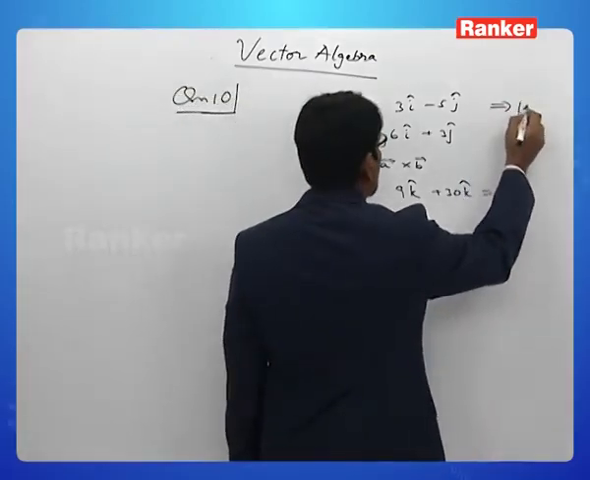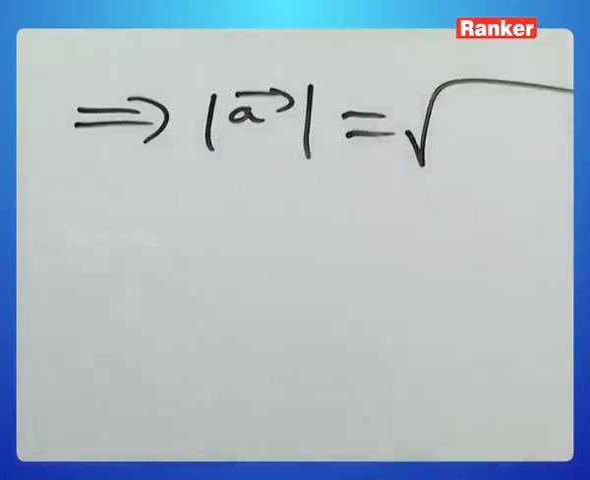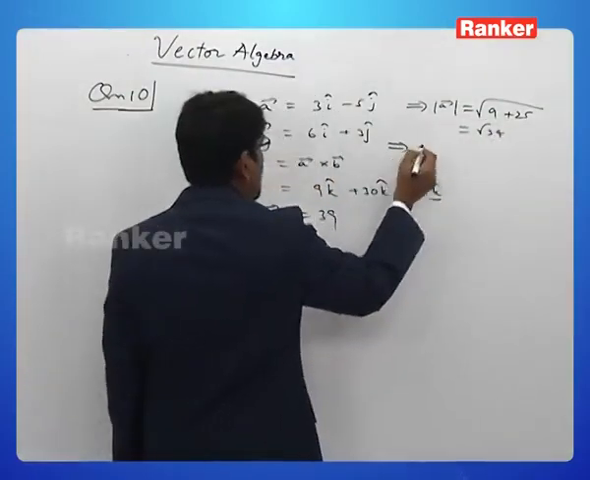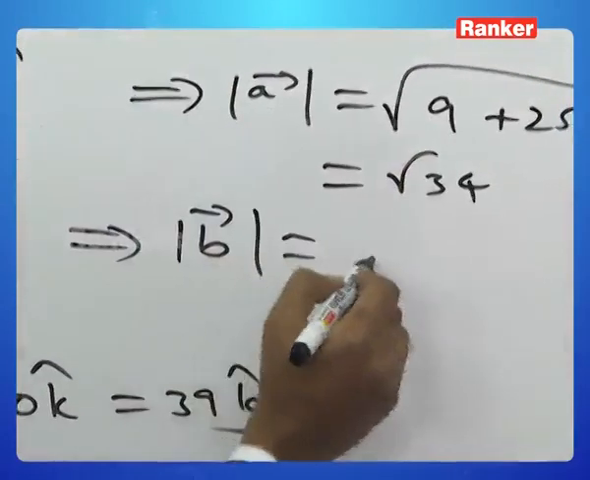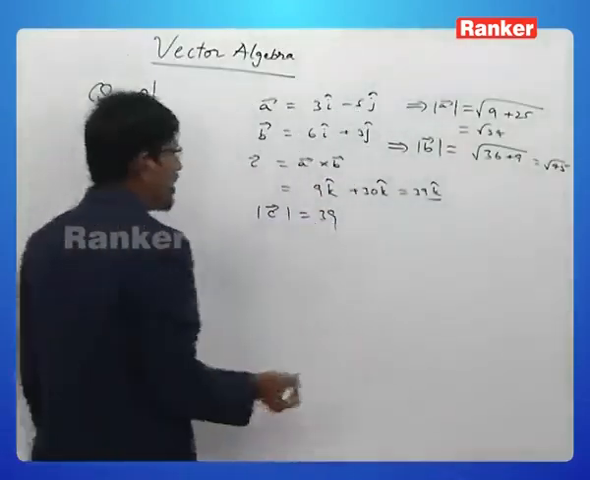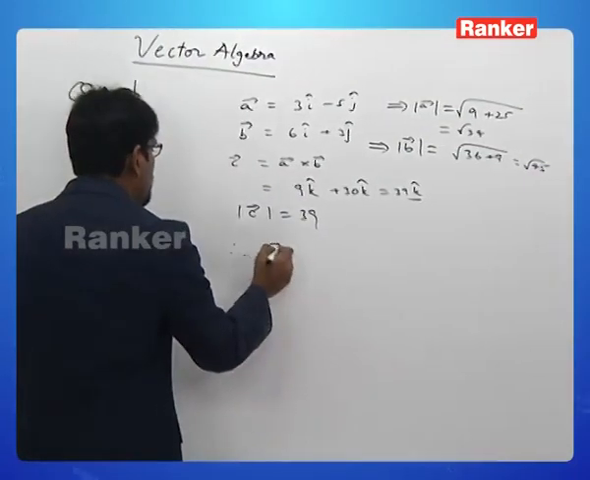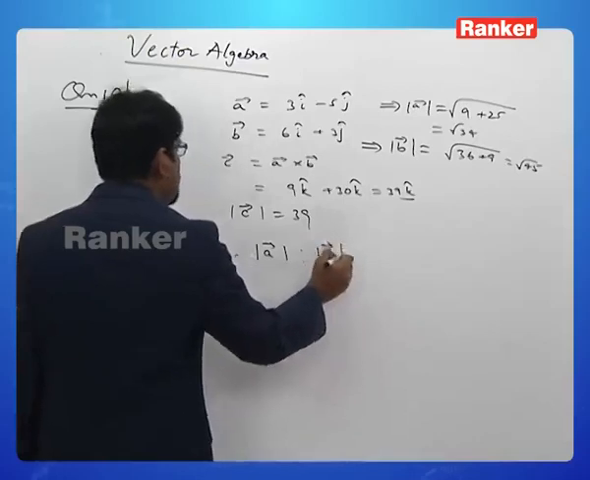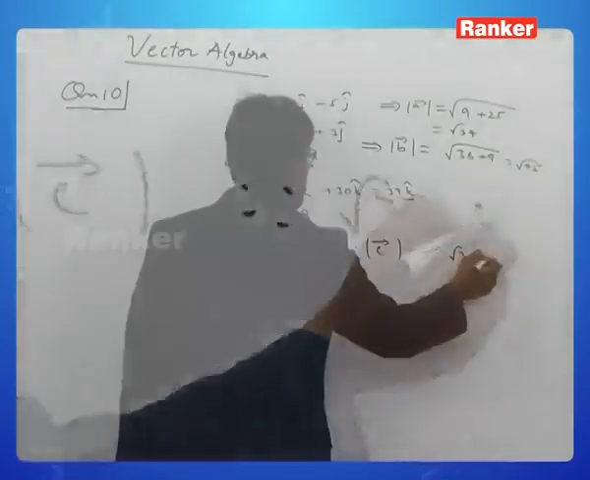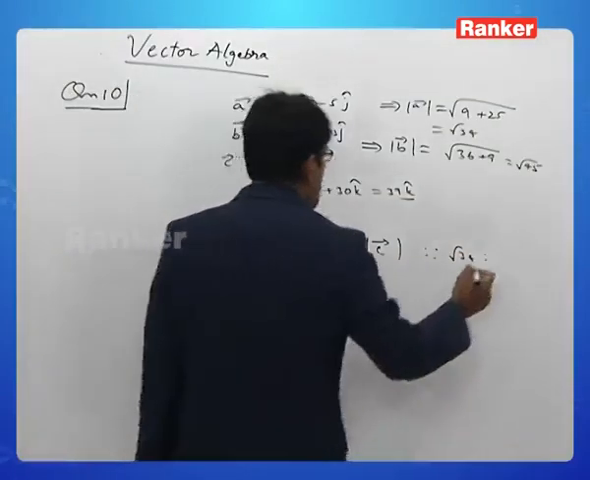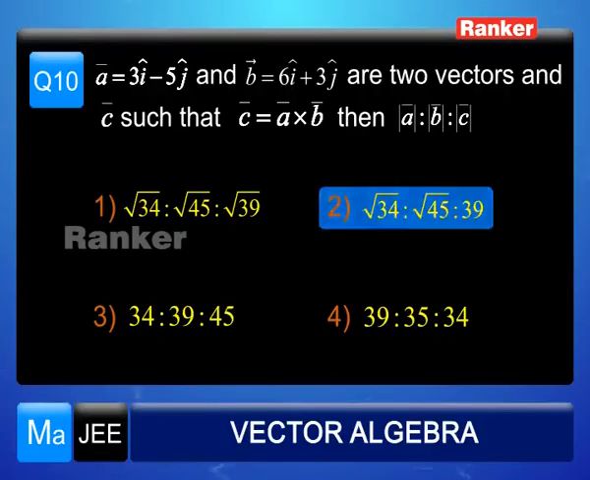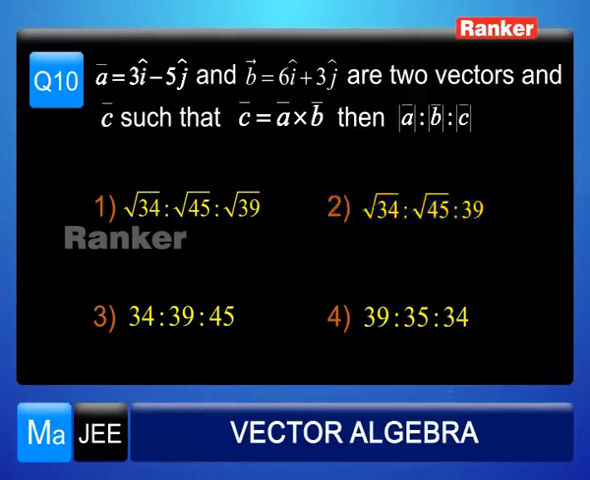What about this? Magnitude of A bar is equal to root of 9 plus 25, that is root 34. Similarly, magnitude of B bar is equal to root of 36 plus 9, that is root 45. So clearly the magnitude of A is to magnitude of B is to magnitude of C is root 34 is to root 45 is to 39. And clearly option 2 is the right answer. Answer is 2, second option.